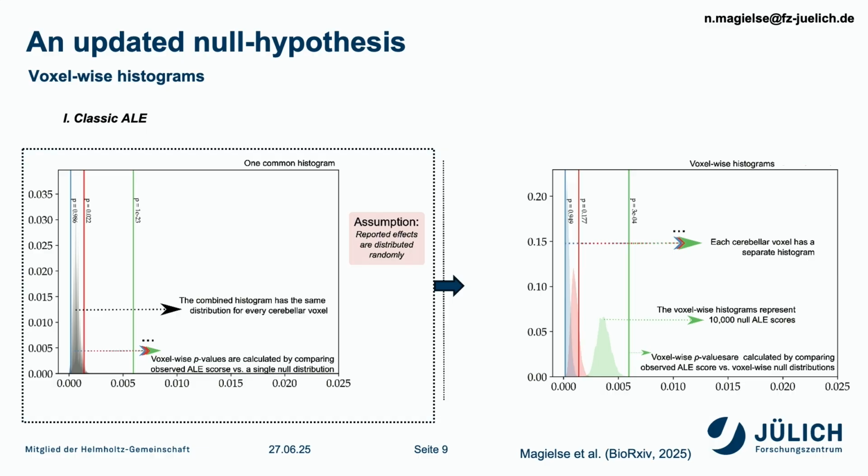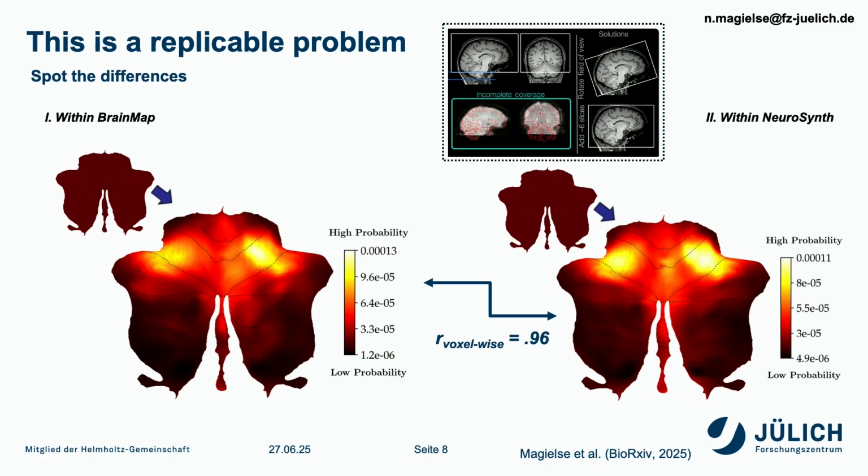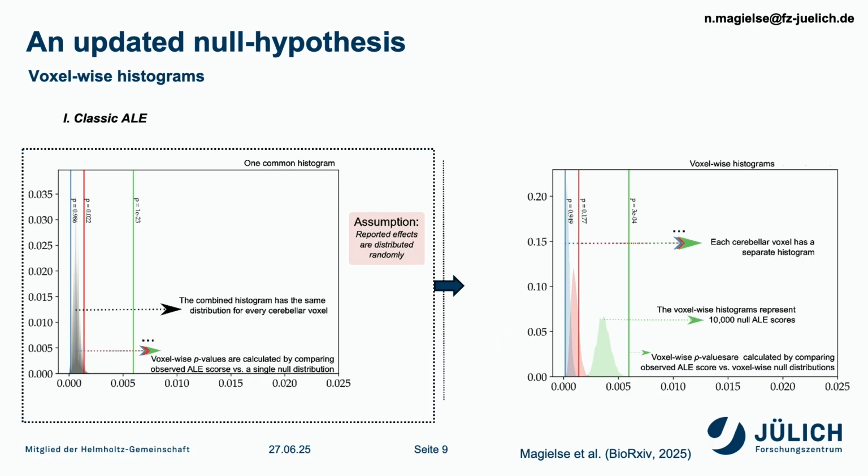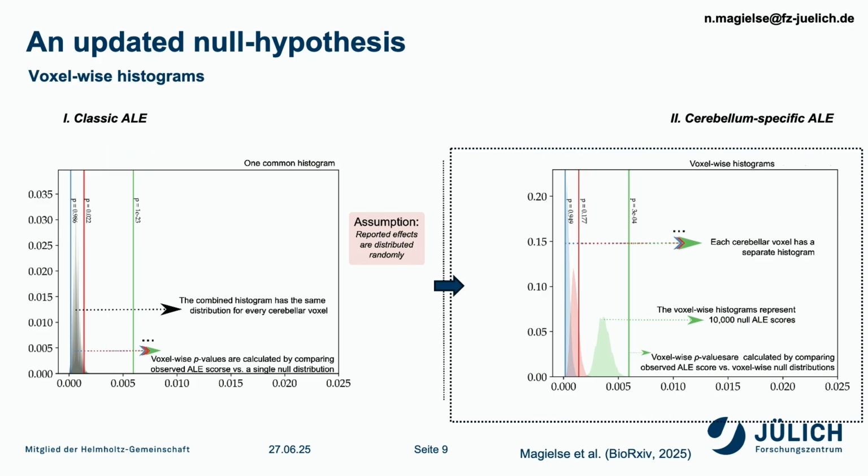So what we did: in classic ALE, we basically have one null hypothesis, and we compare all the voxels to this one histogram, then compute a p-value and see if it survives. But in our adapted method, we make a voxel-wise null hypothesis, if you will. We take this baseline distribution, do a lot of permutations, and see what the distribution at each voxel is, and then test the behavioral maps against it. So you get a unique null hypothesis at each voxel.